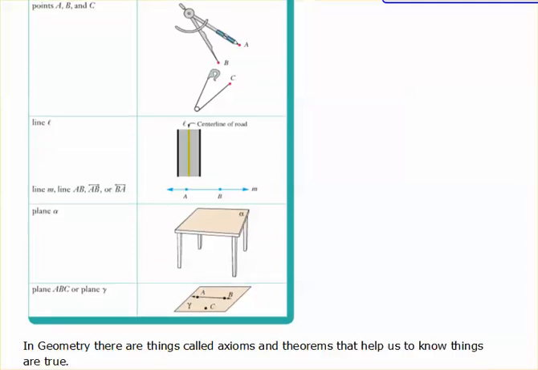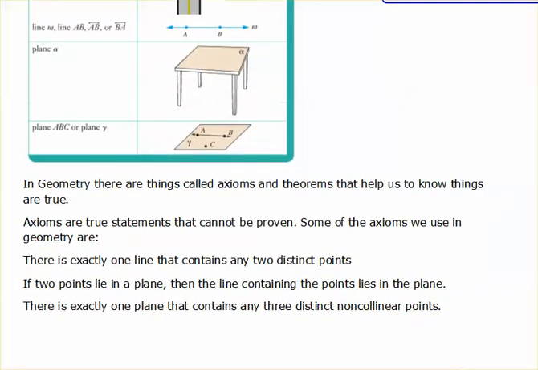Now, we also need to talk about a couple of other vocabulary words before we get into more stuff. In geometry, there are things called axioms and theorems that we use a lot. Now, these are things that we use to help us know that different things are true. What are axioms? Axioms are true statements that cannot be proven.